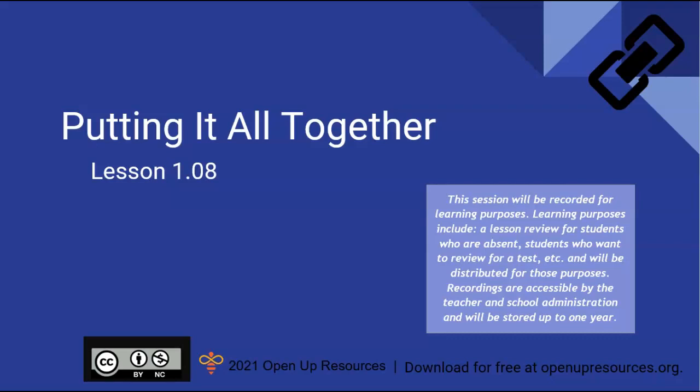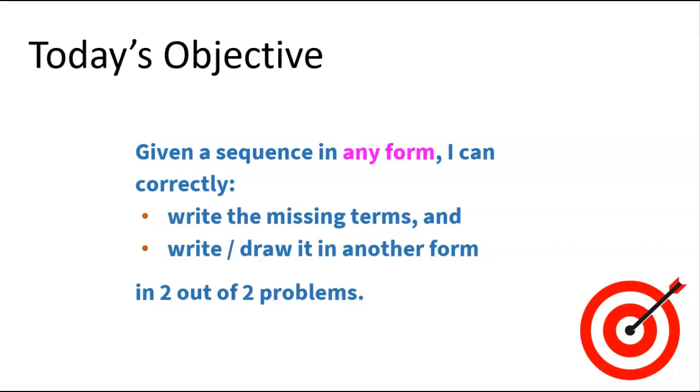Today we're going to be looking at lesson 1.08, putting it all together. So this is the last lesson in Unit 1, and we're going to look at filling in some geometric sequences as well as tying in everything we've learned about sequences so far. So today's objective is, given the sequence in any form, I can correctly write the missing terms and write or draw it in another form.